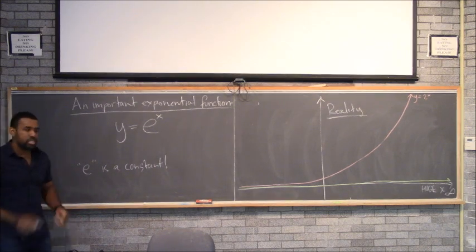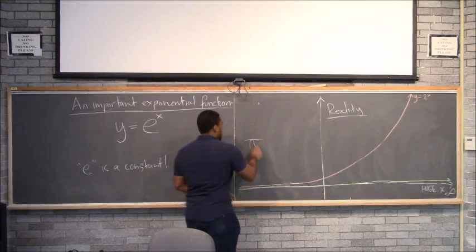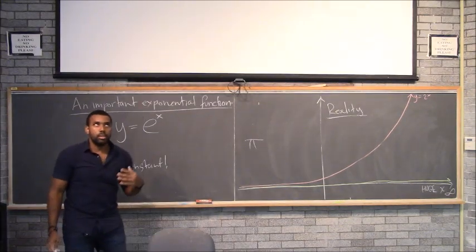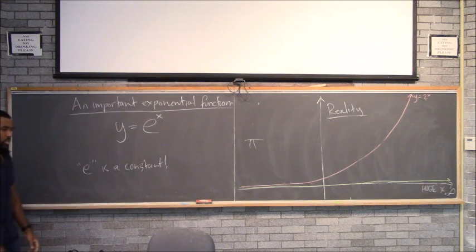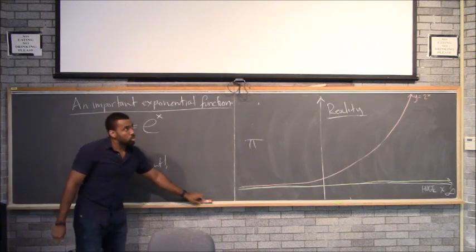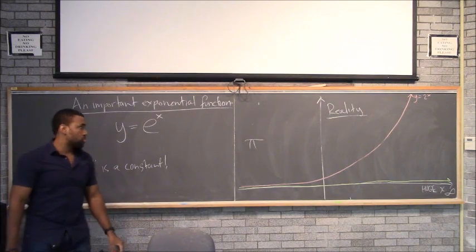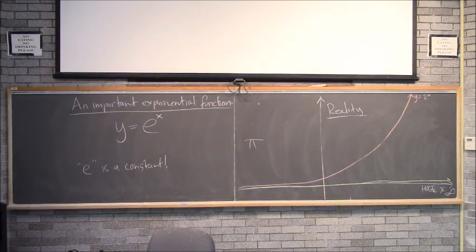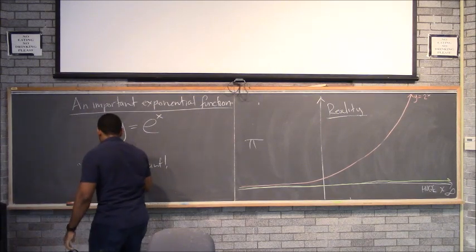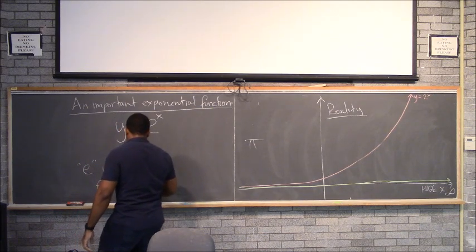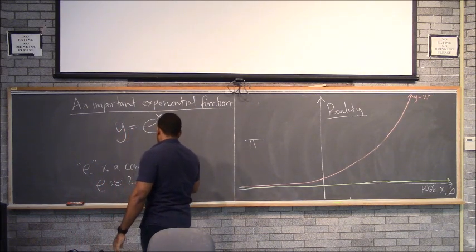Kind of like pi. When you see pi somewhere, you don't think of it as a variable. You automatically think of it as a constant. 3.14159, that thing that deals with circles. At least that's how you would have been introduced to it. It's a lot more important than that. But E is a similar kind of number. Right? So E to the x is an exponential function. Your E is roughly 2.71828.